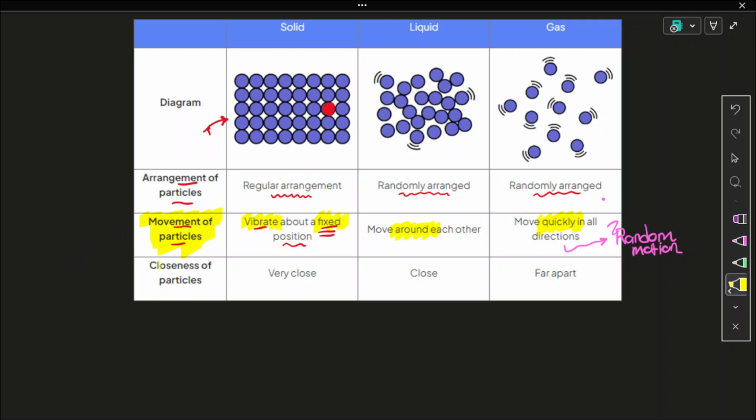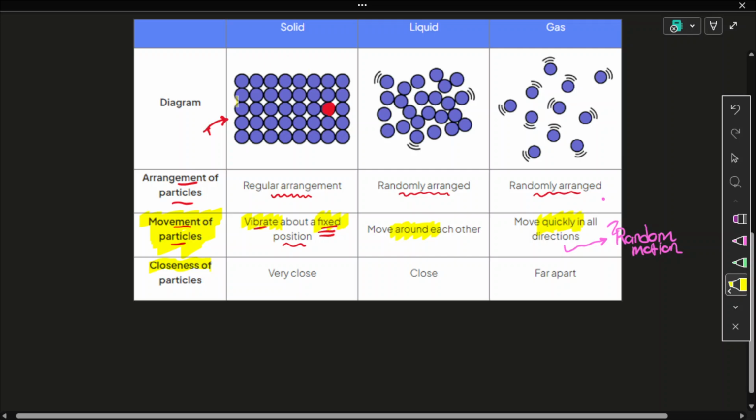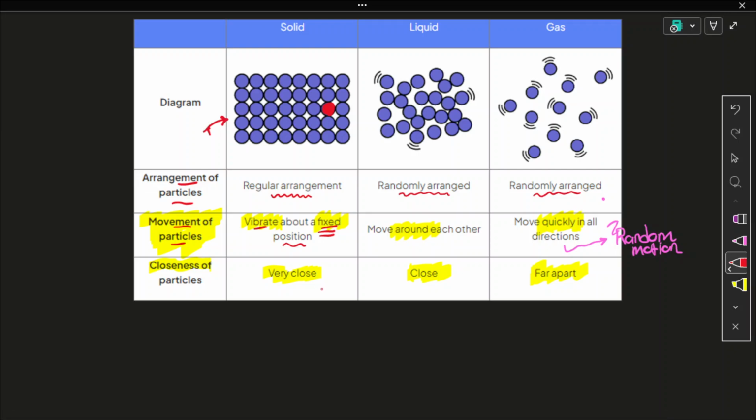And then what about the final thing? Honestly, this is a simple thing. The closeness of particles. You can obviously see solids are going to be very close. Liquids are partially close. Gaseous particles are completely apart. Now, along the line of that, there is something that I actually excluded from this table because I wanted to focus on it more than these three things.